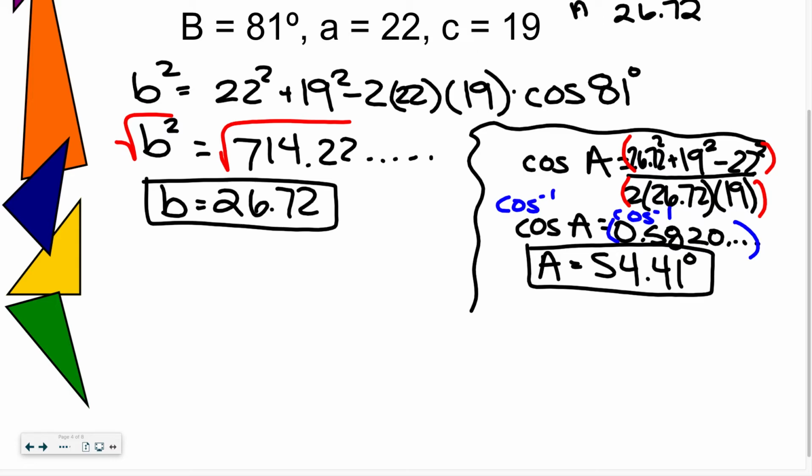Make sure you're typing it in, you're calculating, you're doing the work. We won't know that you can solve the triangle till you do it. If you switched over to the law of sines, you should have gotten the same answer. And now we can easily solve for the angle we need left, which is C, because the three angles still have to add up to 180. So I could subtract the 81, subtract the 54.41, and that's going to be my angle C.